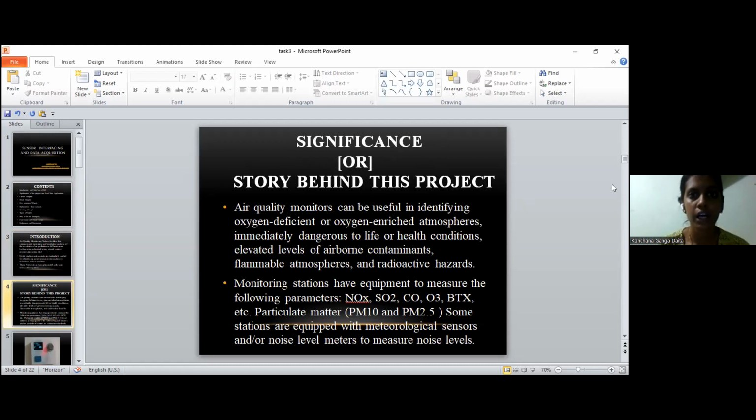Actually, oxygen is the inhaling air, right? So, sometimes there will be enriched oxygen, sometimes there will be deficient oxygen. Also, this is utmost important in hospitals, industries, and some research projects, etc. Because based on these only, the chemical analysis and all were done.